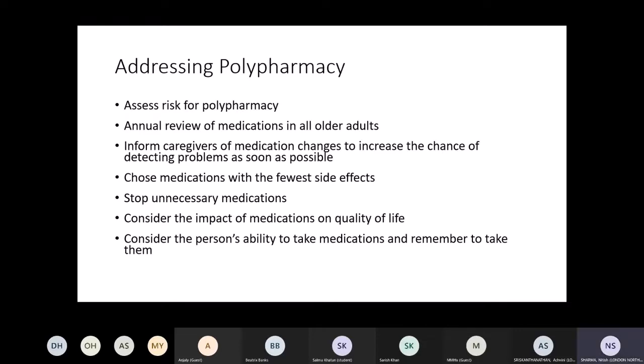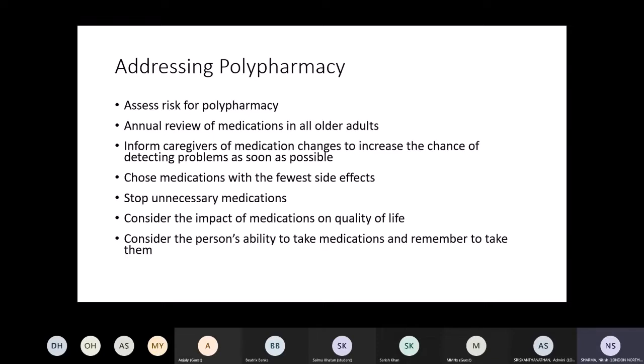Inform caregivers of medication changes. Sometimes it's just a lack of communication. What happens is sometimes the medication is changed and it's not communicated to the GP, or it is not communicated to the hospital, and patients end up having excessive medications, which is really disturbing for the patient, because even with annual reviews, the patient is just having a lot of medication just because there was a miscommunication. So choose the medication that has the lowest side effects and not the highest benefit.